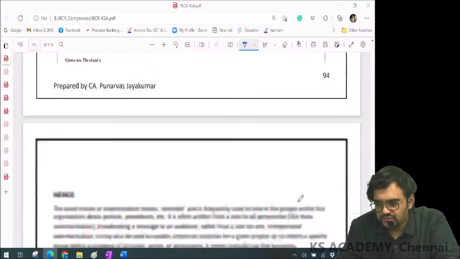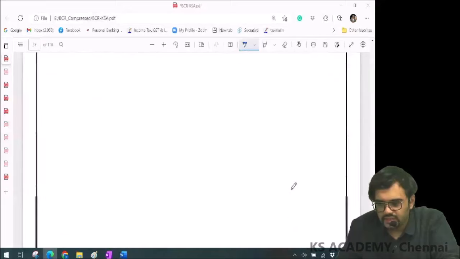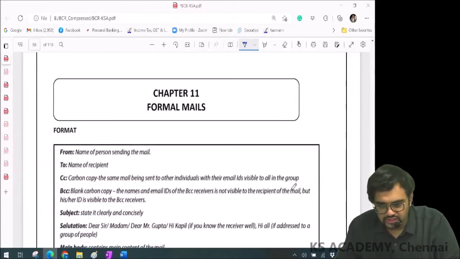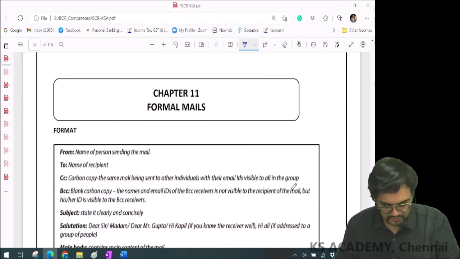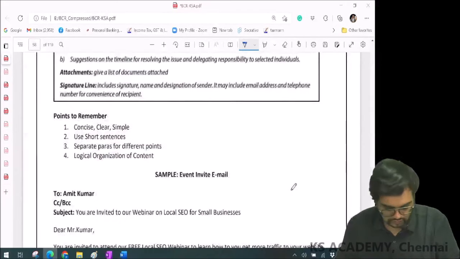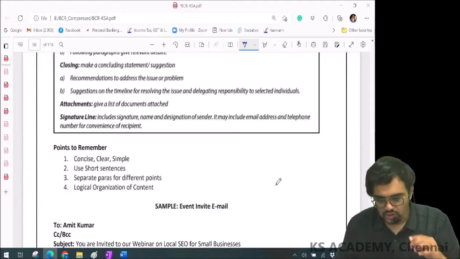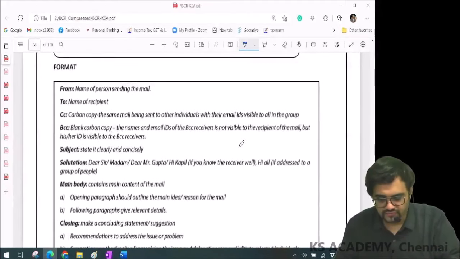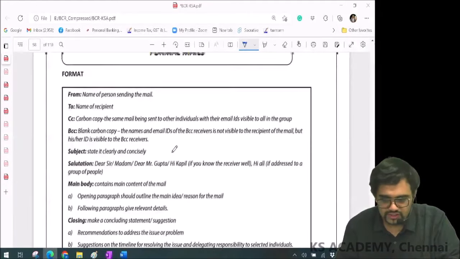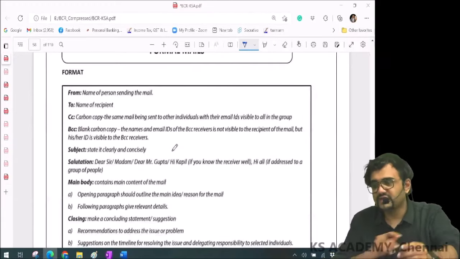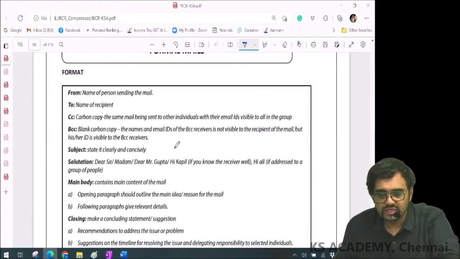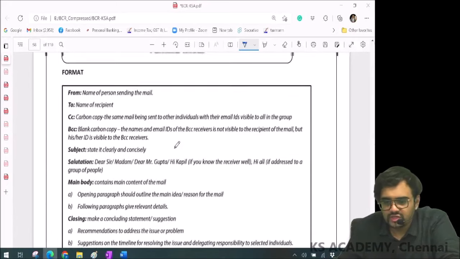It's very easy, formal mails, 97 to 98. So we will have to understand, basically, guys, in a mail, what is the structure that we will follow? Yes, this is the structure that I have to follow. This is the format. I am seeing page number 97. Anyway, in your ISM also, the same format is given. So first, you should write From.